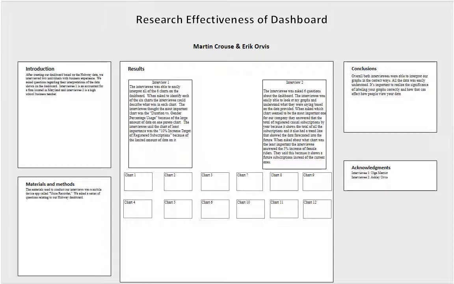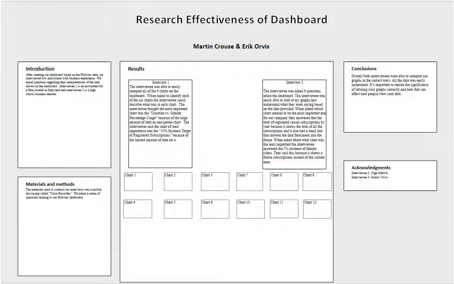The interviewee thought the most important chart was the duration versus gender percentage usage, because of the large amount of data on one Pareto chart. The interviewee said the chart of least importance was the 10% increase chart of registered subscriptions, because of the limited amount of data on it.